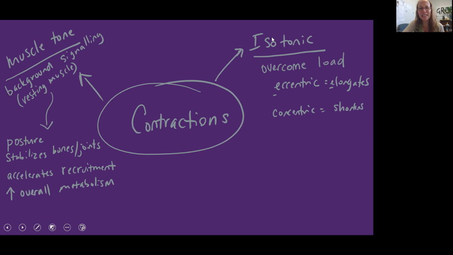Then we see that muscle contractions can either be described as isotonic or what we're going to call isometric. Isotonic contractions are contractions which overcome the load. That means that our muscle is building tension and moving. So we're going to see that isotonic contractions can either be eccentric, which means that that muscle is elongating, or concentric, which means that that muscle is shortening.